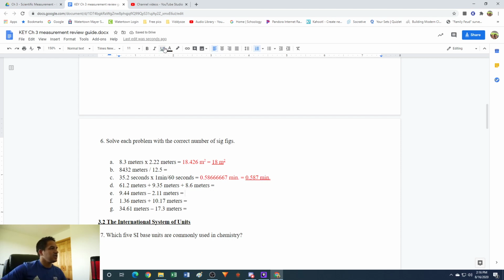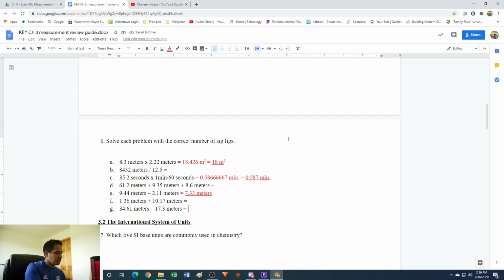All right, letter E, 9.44 minus 2.11. So 9.44 minus 2.11, I get 7.33 meters. And since this is subtraction, we're going to look at how many places after the decimal each of these have. Each one has 2, which means you just need to round our answer to 2 places after the decimal, which we already have. So this is just going to be 7.33, and that's it. Piece of cake.